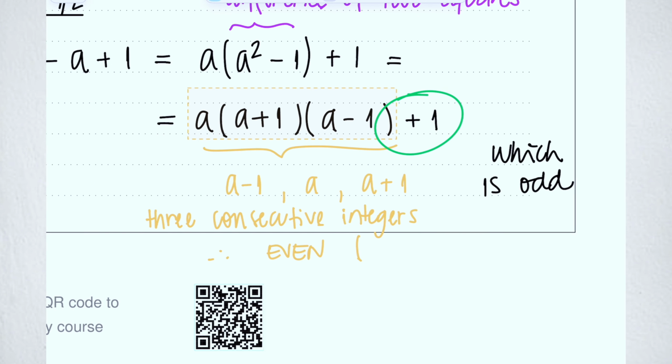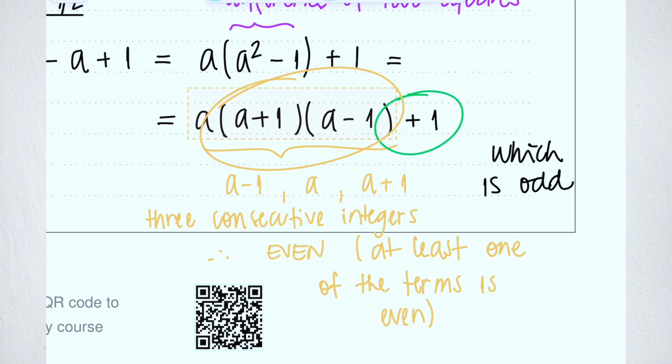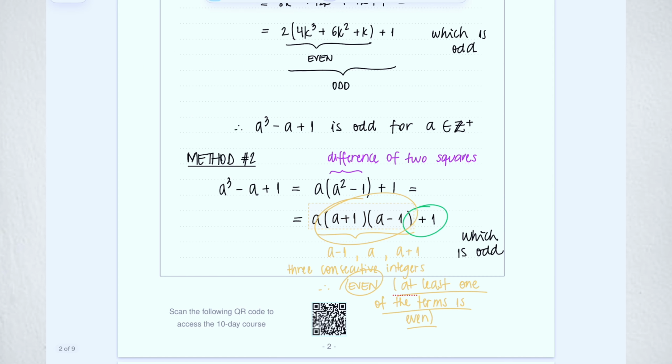Do explain your reasoning. This is even because at least one of the terms is even. Therefore, even plus 1 is an odd number. And there you go.